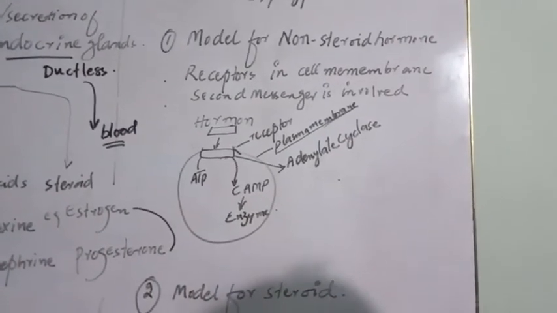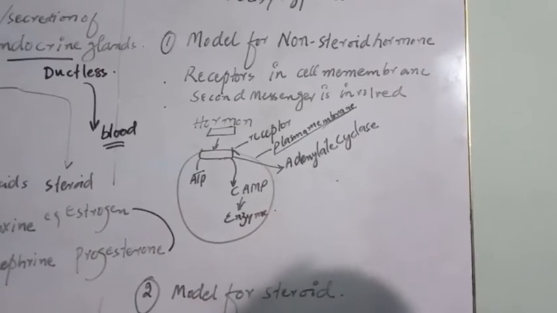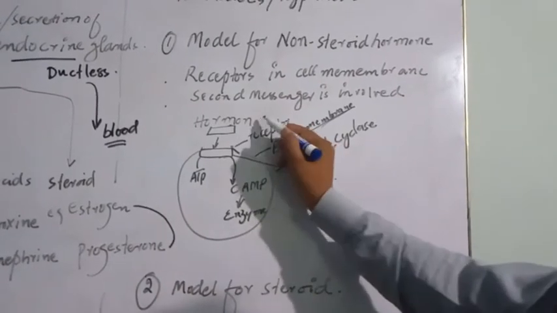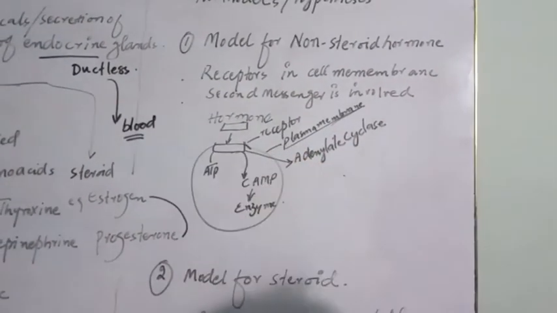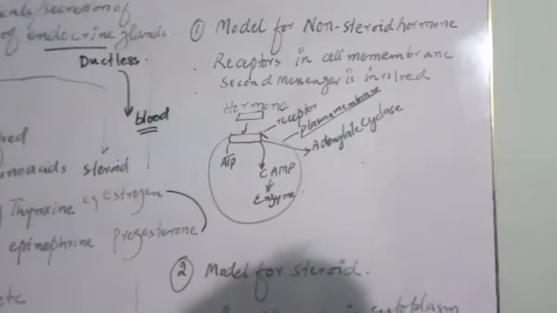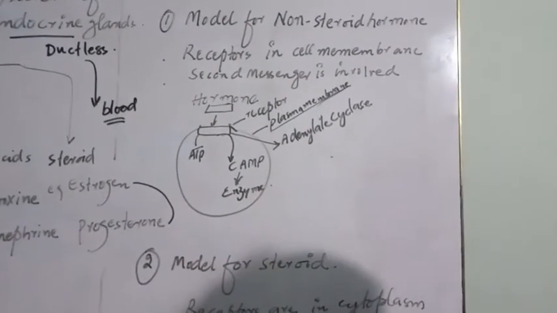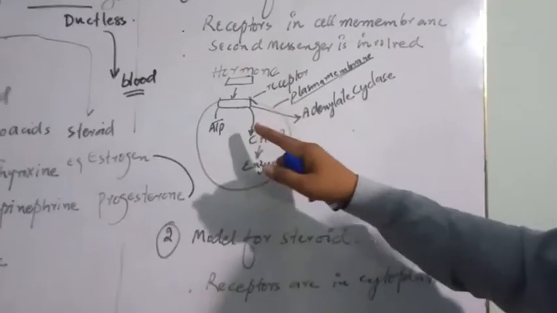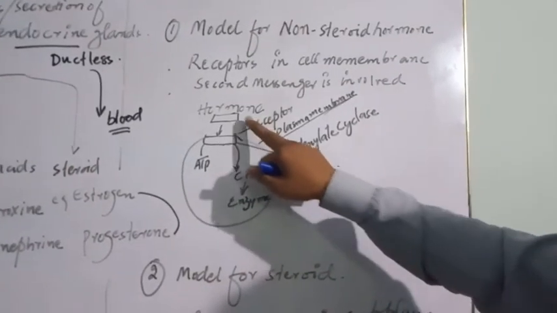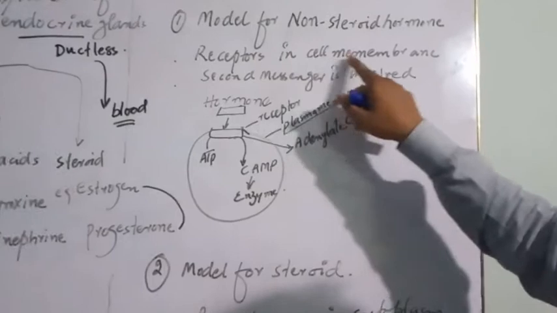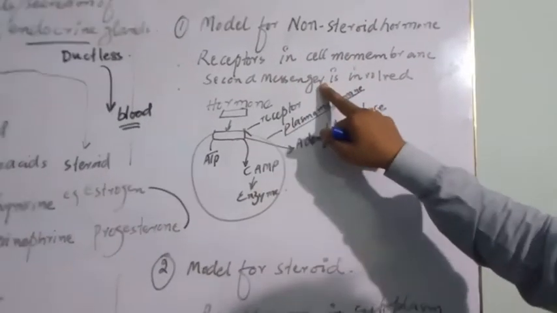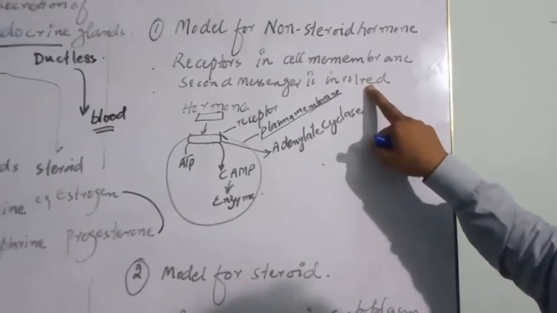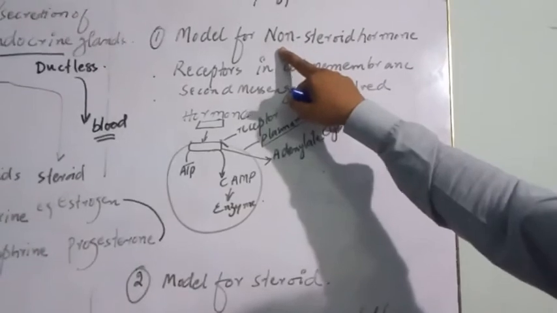I told you that hormones work on target cells. Suppose this is a hormone, a peptide hormone. When it works on a target cell, first of all it will be received by special types of proteins called receptors in the cell membrane. Receptors are present in the cell membrane, and a second messenger is involved in this mode of action of hormones. This is for the non-steroid hormones.